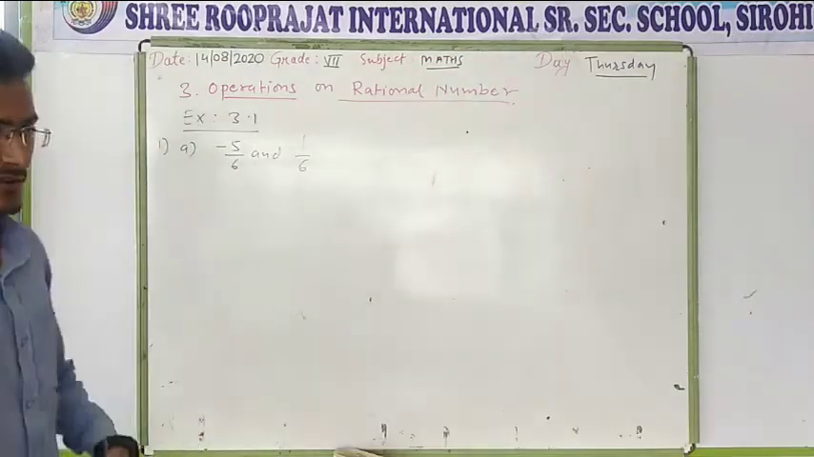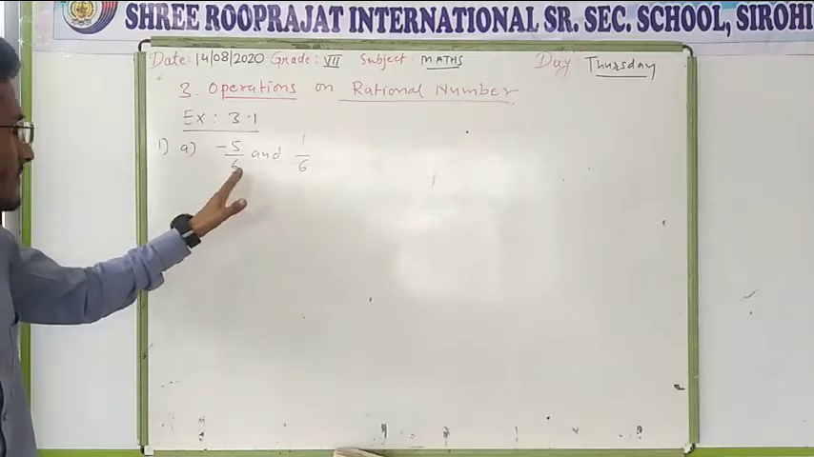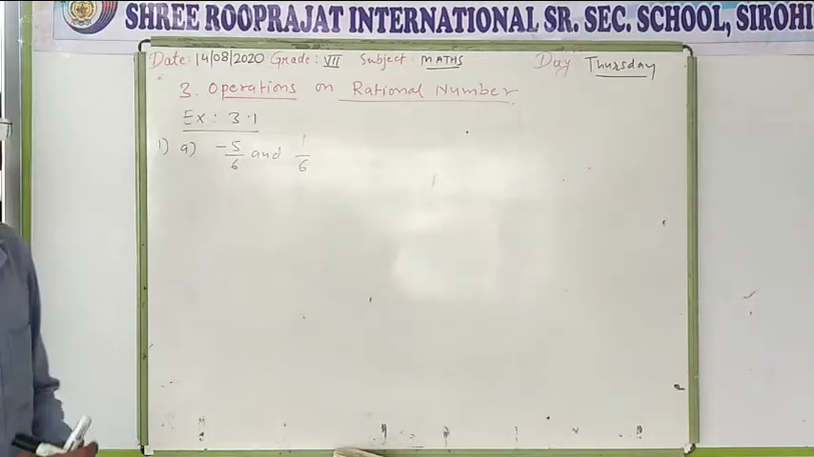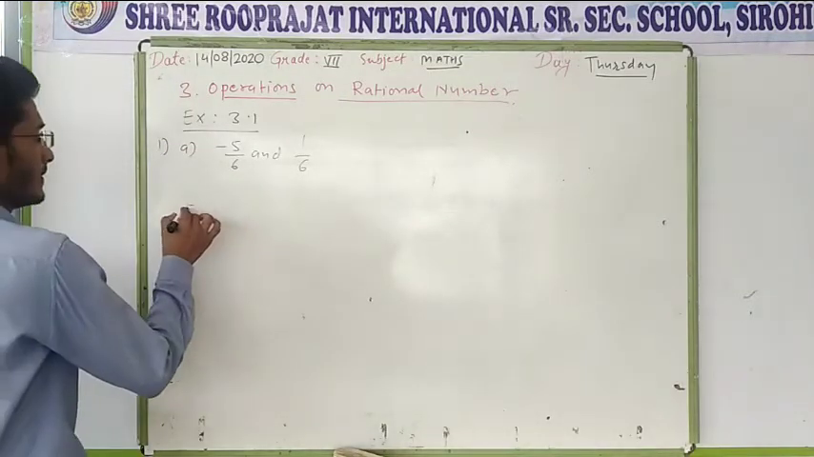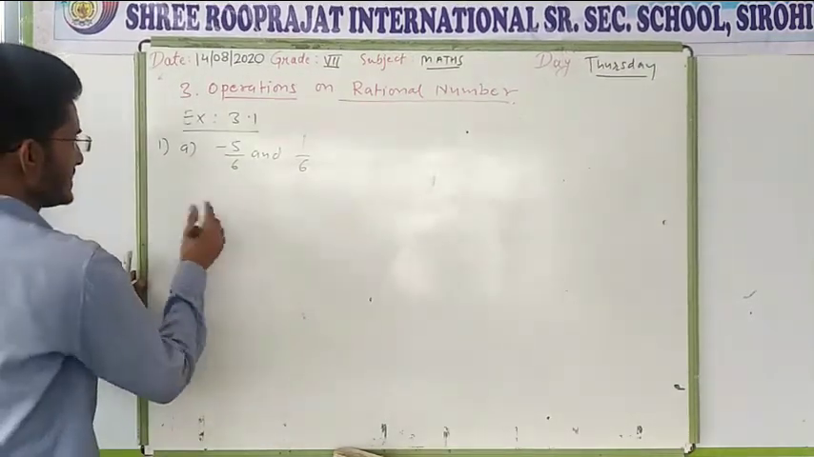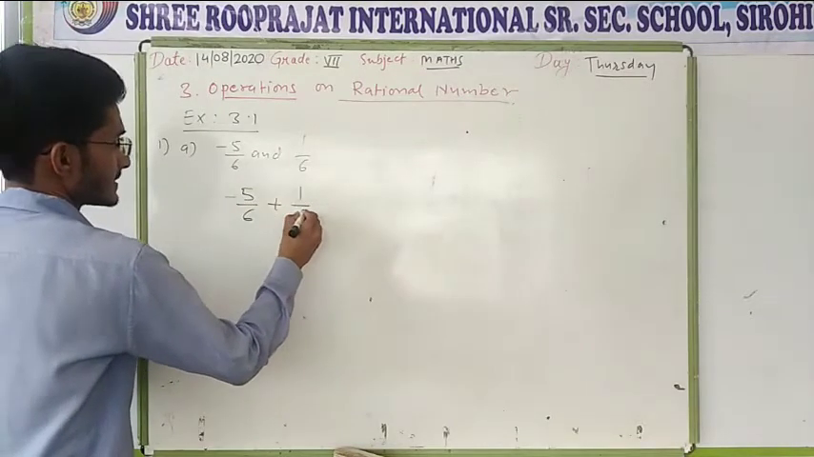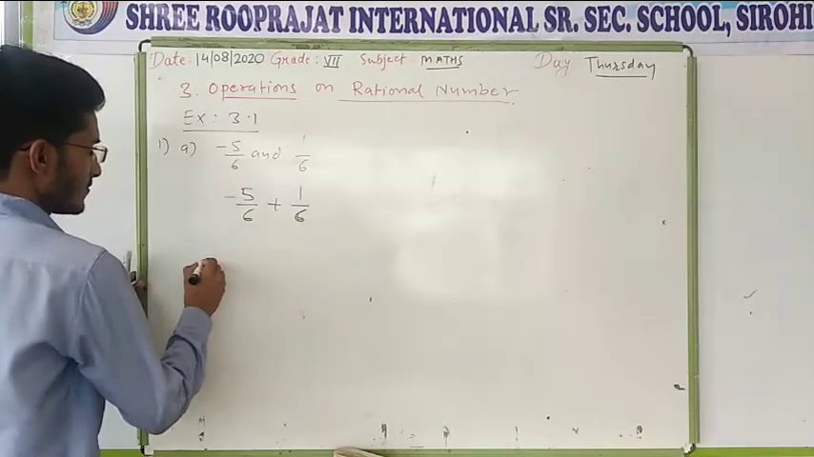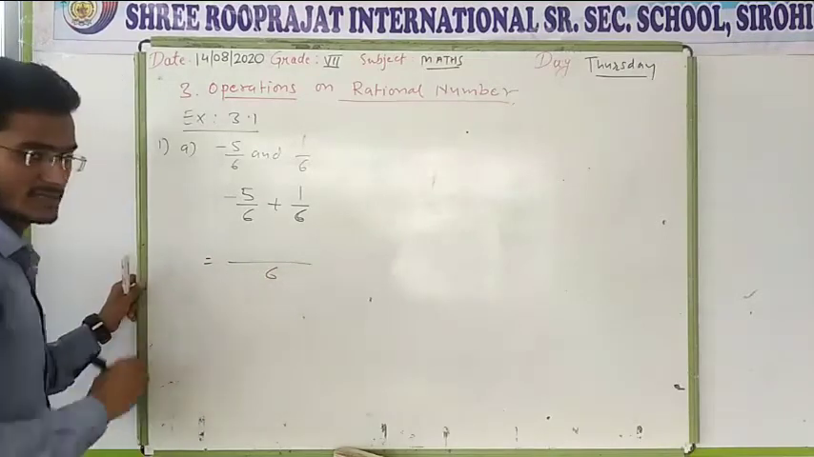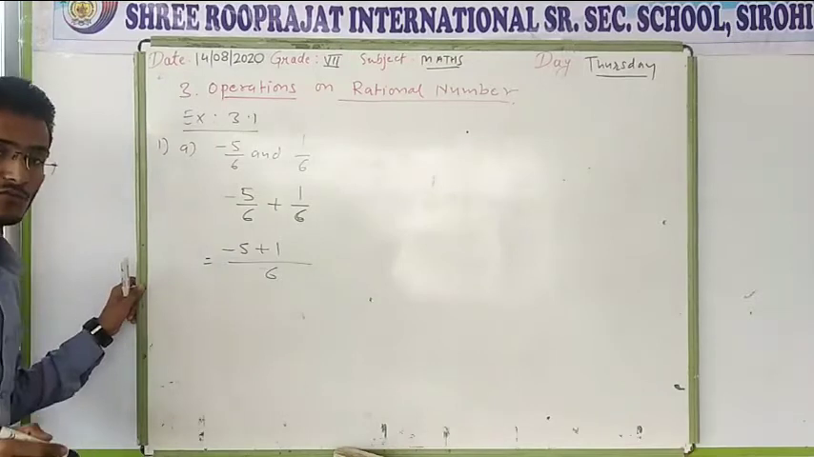So exercise 3.1 is all about the addition of rational numbers. Question number 1, and the first one is minus 5 by 6 and 1 by 6, you have to add. So you can see both the denominators are the same, so very easy it is. Minus 5 by 6 plus 1 by 6. When the denominators are the same, you have to write the same denominator as the LCM. So it is 6, and you have to either add or subtract the numerators.